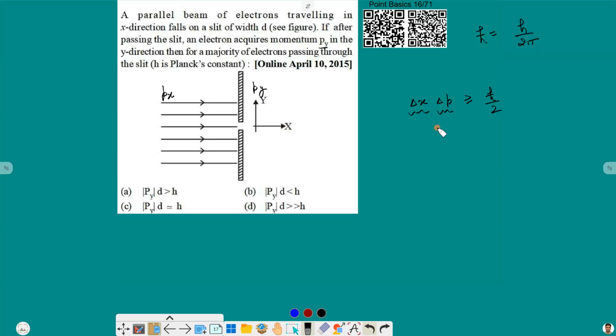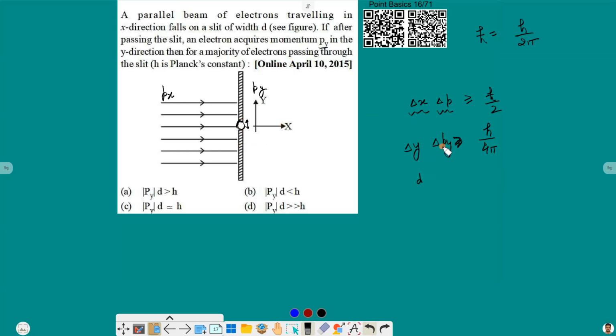So basically, if we write it for the y direction, we can write delta y into delta py will be greater than or equal to h by 4 pi. So delta y is the uncertainty in the y direction. Now, what is the uncertainty in the y direction? That is the slit width here. So that is equal to d.